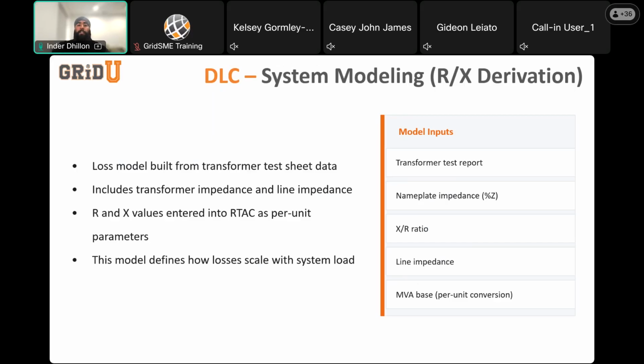And these values aren't changing in real time. They're based on physical characteristics of the equipment, but they define how losses will behave under different operating conditions. So at this point, we've initially built the foundation of loss calculation.